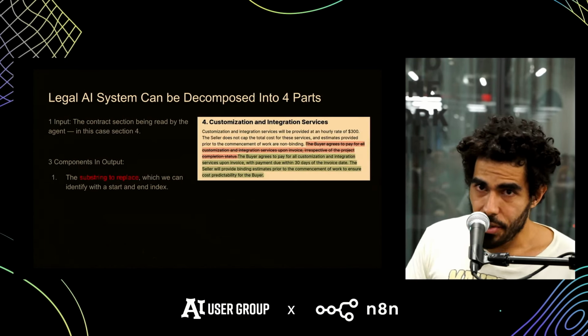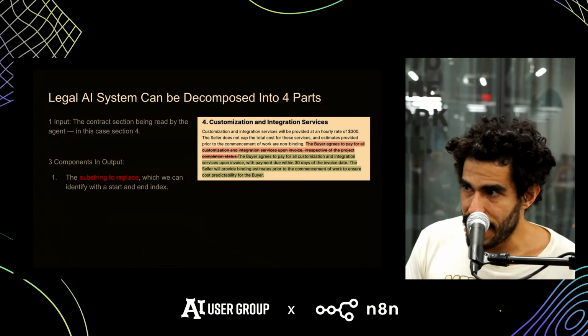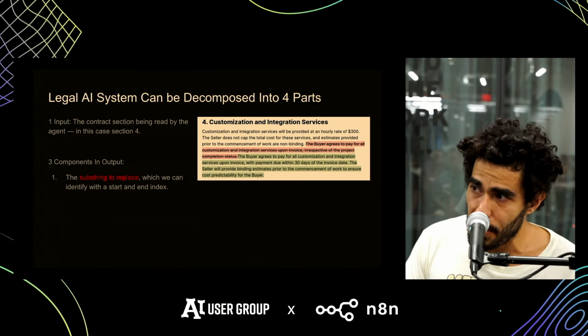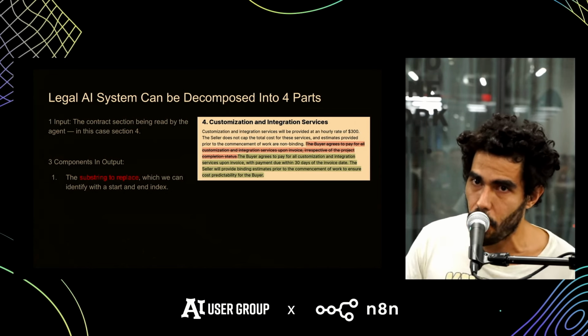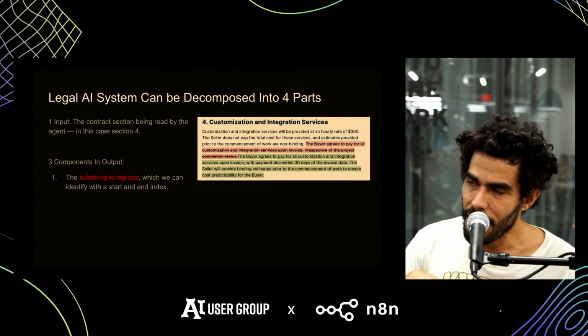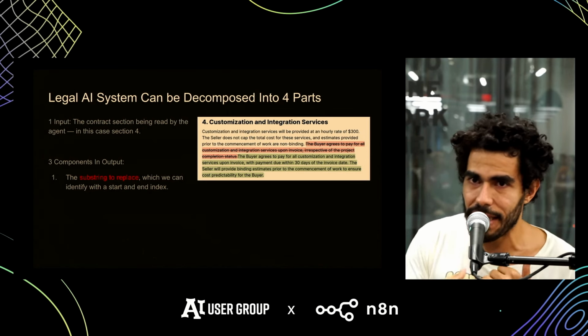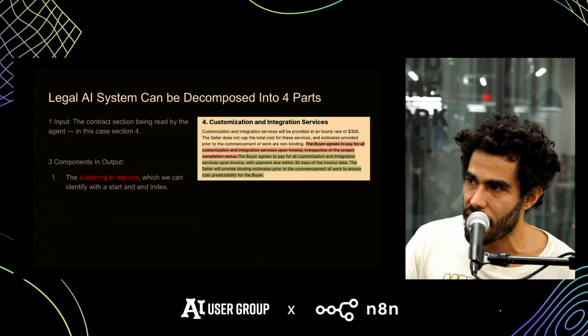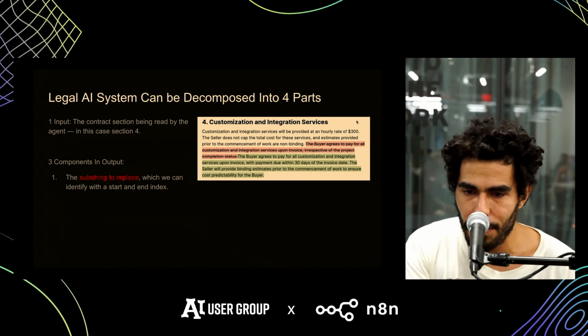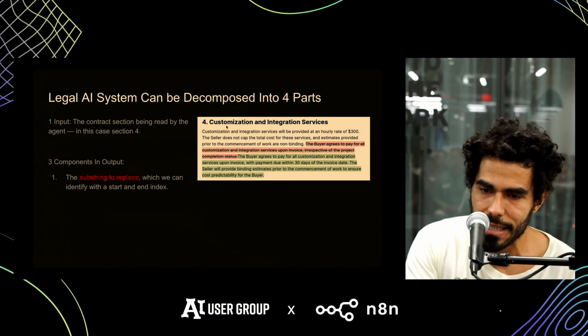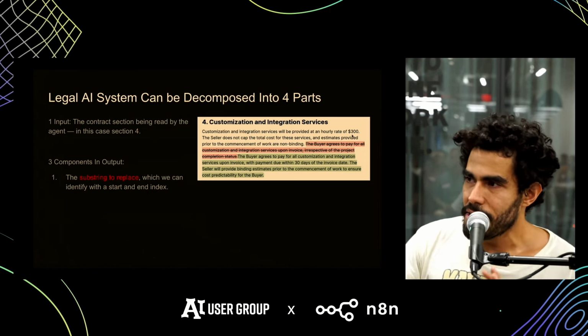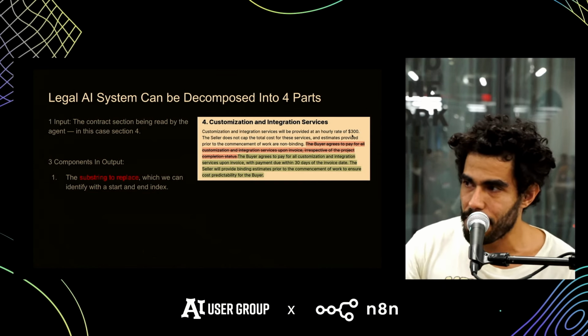So the same is true of this legal AI system. I would say that it can be decomposed into 4 parts, and there's actually 3 critical ones that we're going to focus on. So the first part of the system is obviously the input. So you're inputting a section in a contract. That's this whole blurb here, ignoring the title, just the paragraph. So this is what we're feeding into the system.